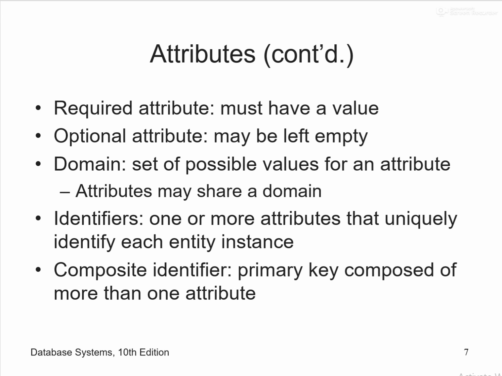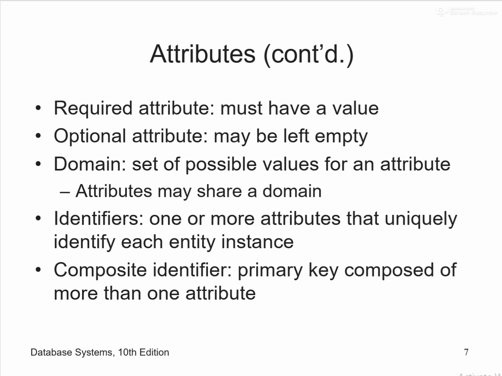Then comes identifier. An identifier can consist of one attribute or more than one attribute that uniquely identify each entity instance or each entity occurrence inside the table. Like for example, student ID. Student ID is unique for each different student. We can take this attribute as the identifier for the student entity because it uniquely identifies each occurrence of the student record or each occurrence of the student instance.